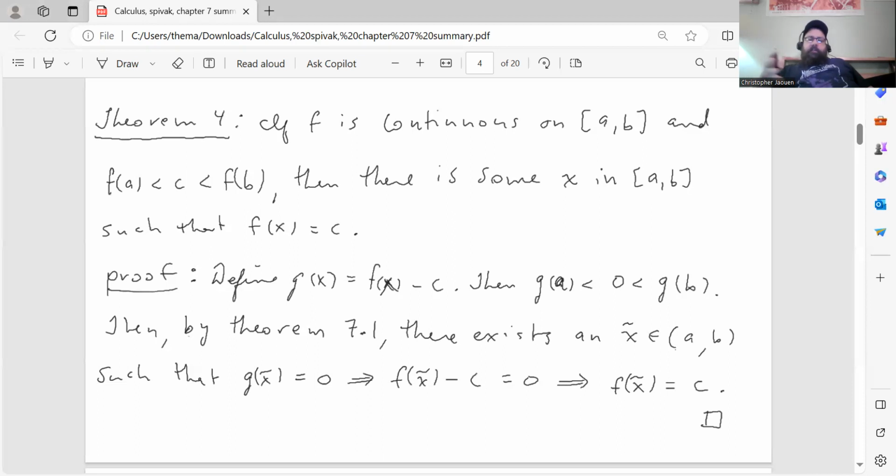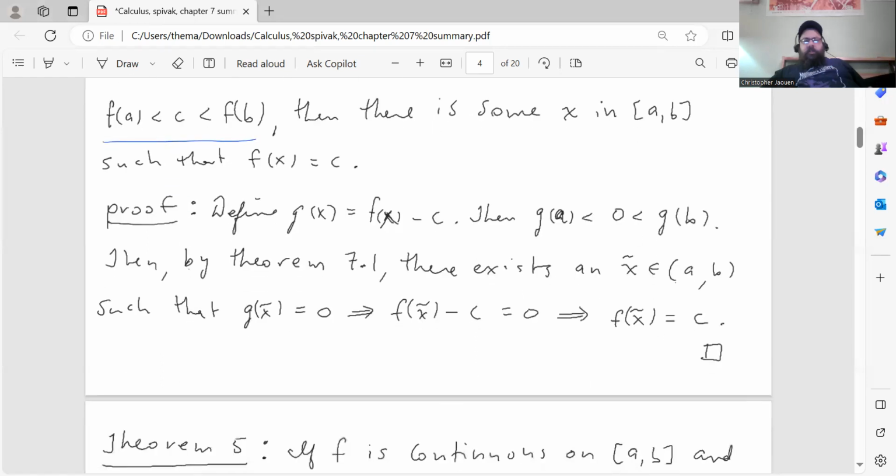All right, then if you subtract c from all three sides of the inequality up here, you get g of a is less than 0 is less than g of b. So by theorem 7.1, there exists an x tilde in the interval from a to b such that g of x tilde is 0, which implies that f of x tilde minus c is 0, or in other words, f of x tilde is c. So that proves theorem 4. Like I said, it follows pretty directly from theorem 1.